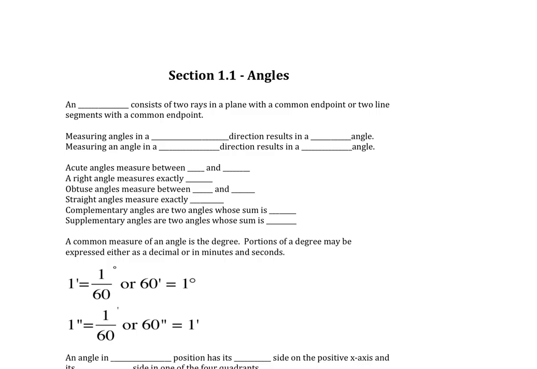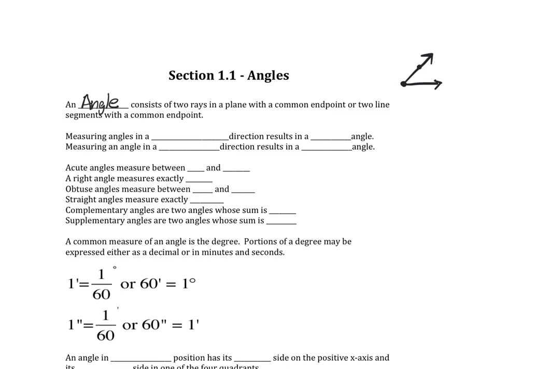All right, so this is section 1.1, and in this section, we're going to be talking about angles. So let's define it. An angle consists of two rays in a plane with a common endpoint, or two line segments with a common endpoint. Here's an example. Here's my common endpoint, and these are two rays that come from that endpoint. So this is considered to be an angle.